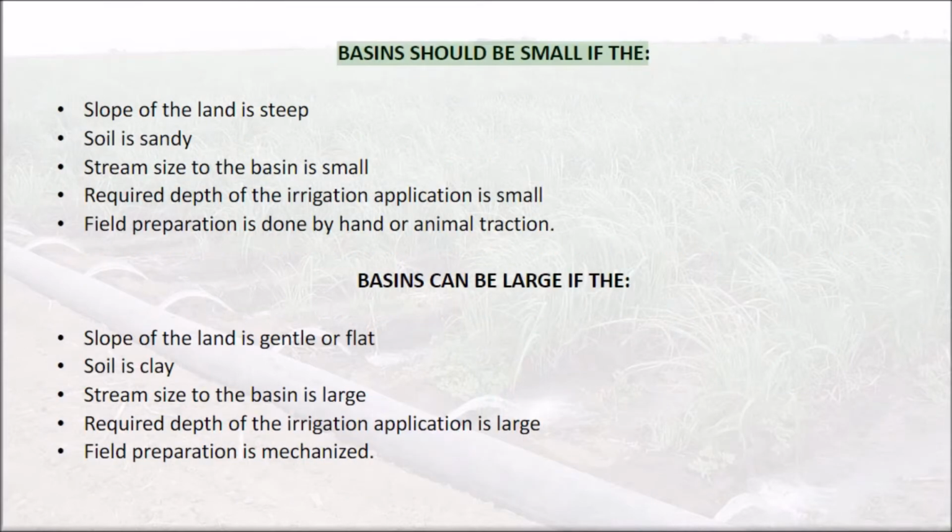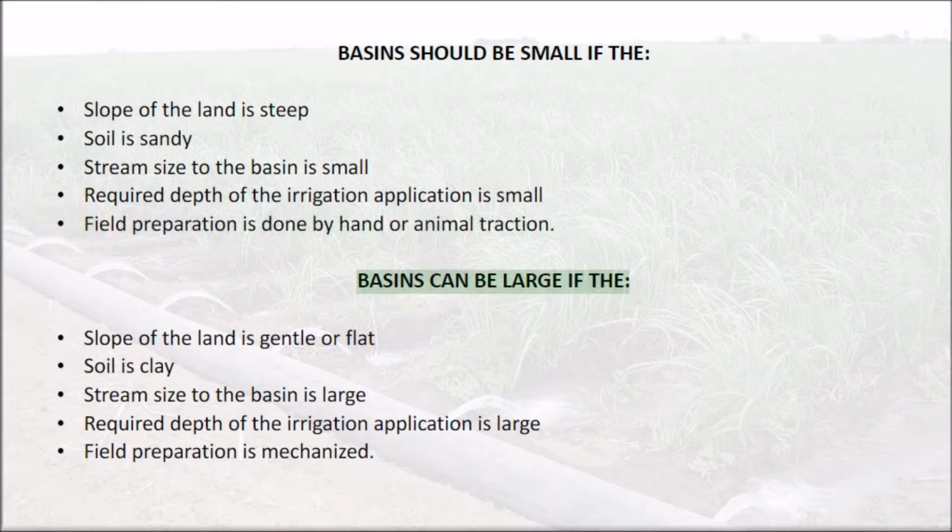Basins should be small if the slope of the land is steep, the soil is sandy, the stream size to the basin is small, or the required depth of the irrigation application is small. Field preparation is done by hand or animal traction.